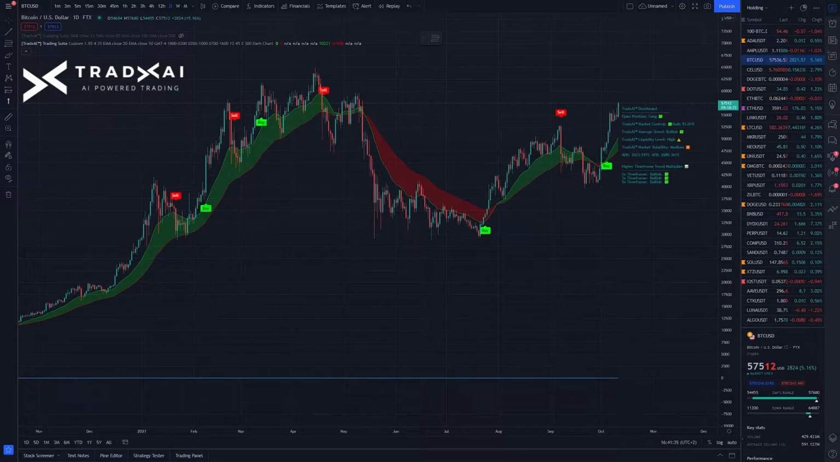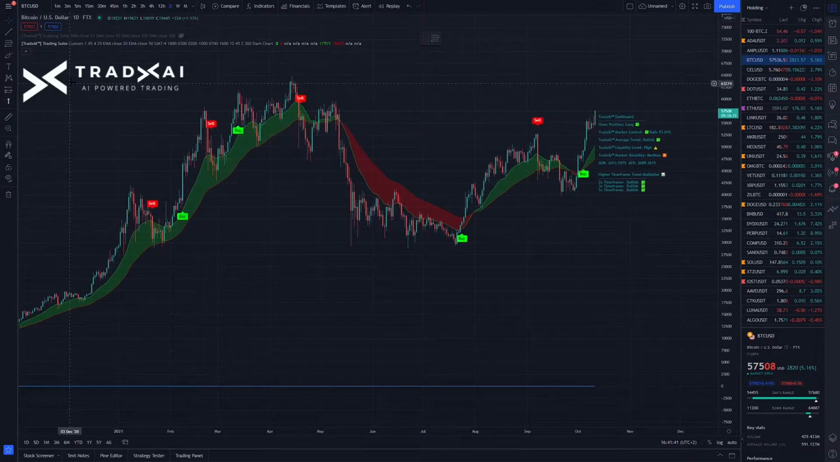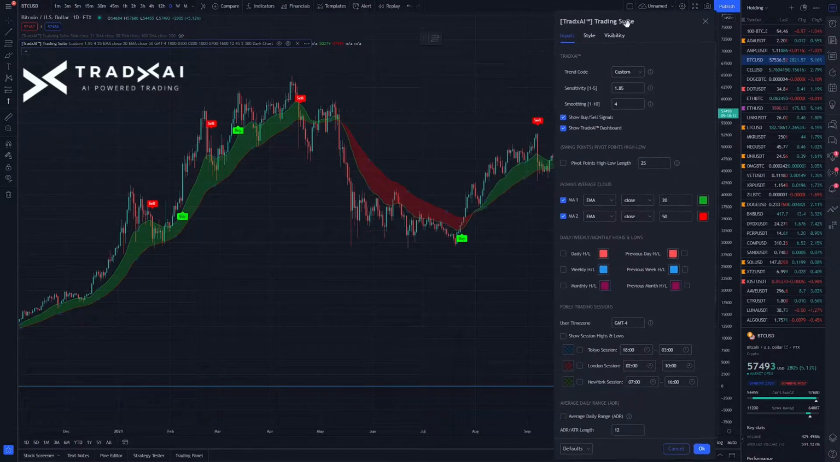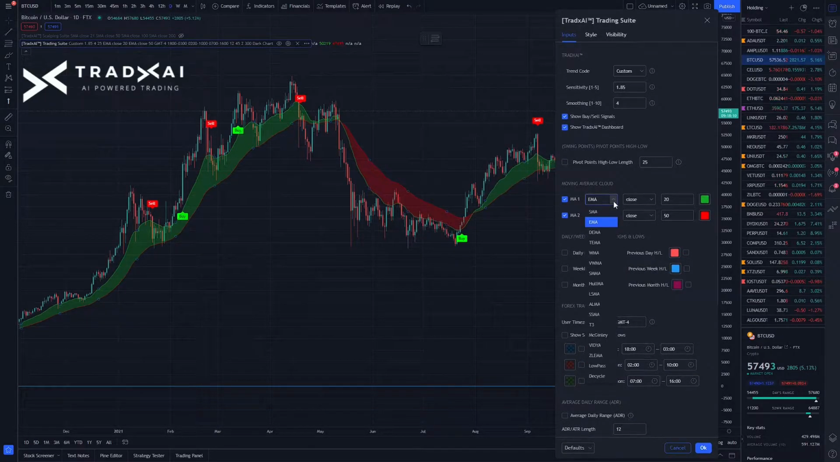How to use the exponential moving average cloud with pivot and swing points. Firstly, let's cover some basics and then move forward. Let's start with just exponential moving average, which is a type of moving average that places a greater weight and significance on the most recent data points.